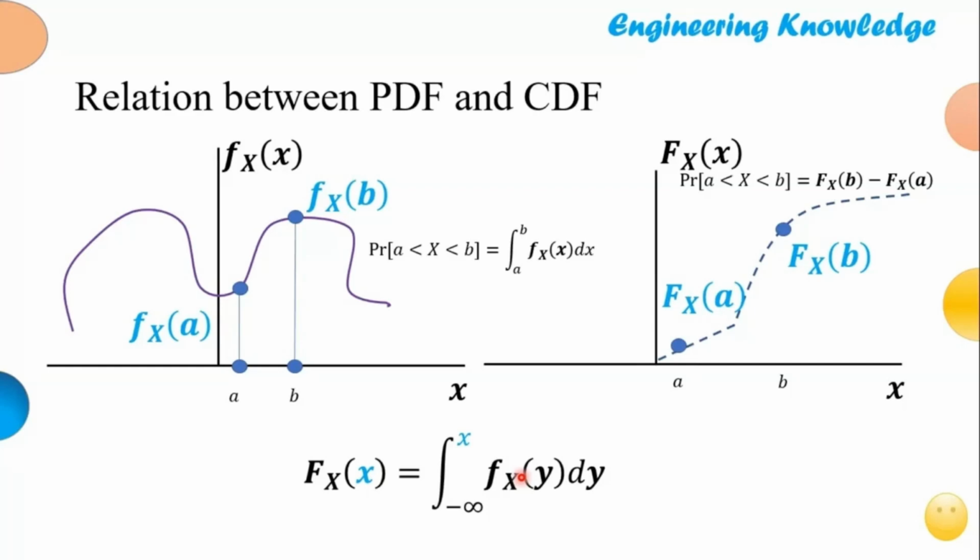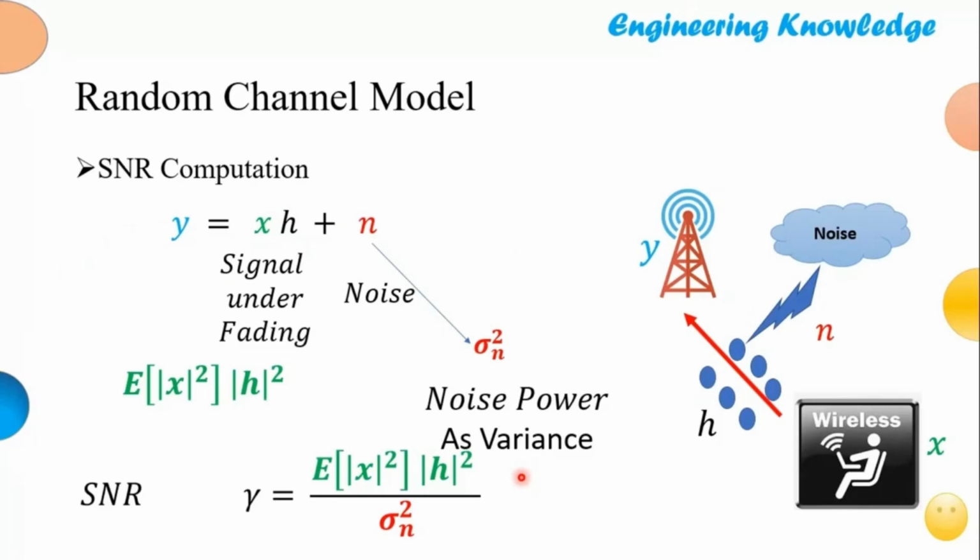Now we come to the concept of our signal to noise ratio computation, and we have already developed that the SNR on the wireless communication channel is a random process because it's a ratio of two random variables. The expected value of mod x square, mod h square is the signal power, and sigma n square, the variance, is the AWGN noise power. So this gamma is now to be evaluated to calculate the outage probability.